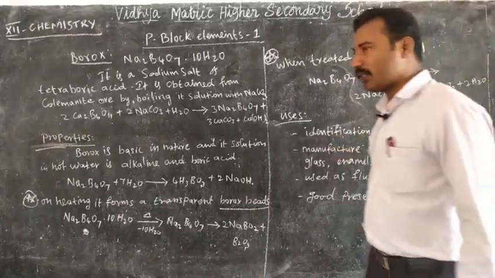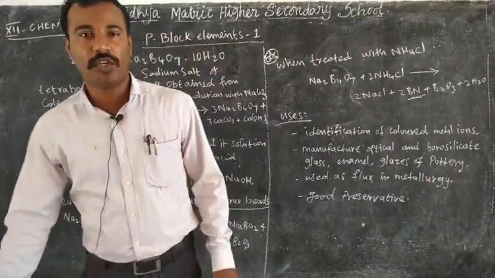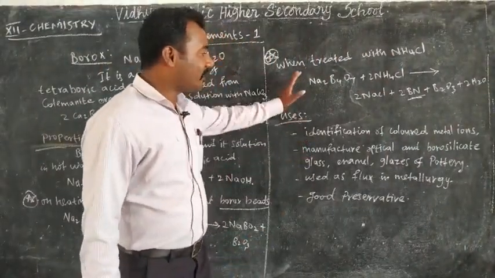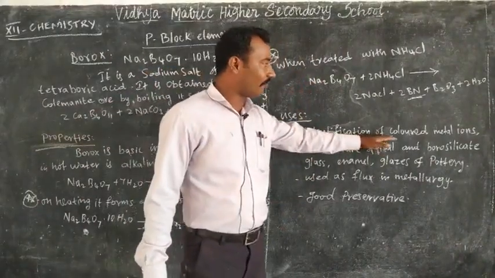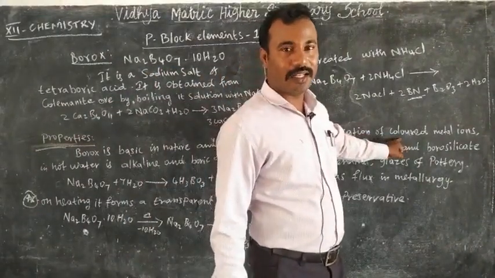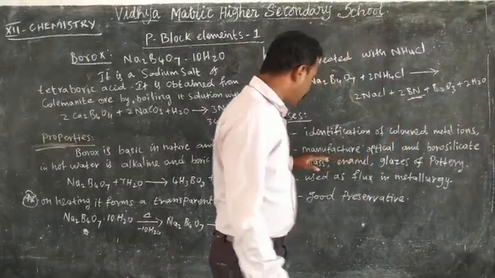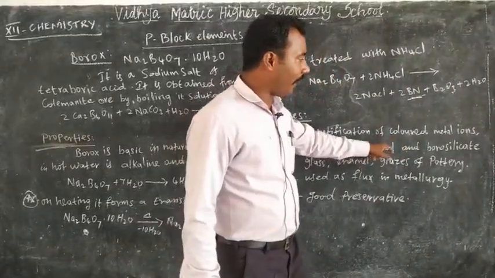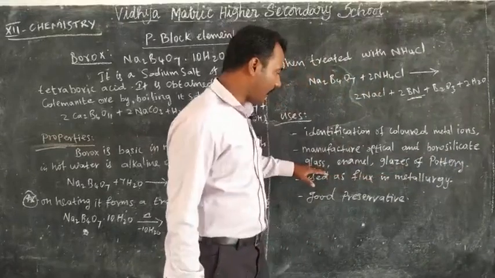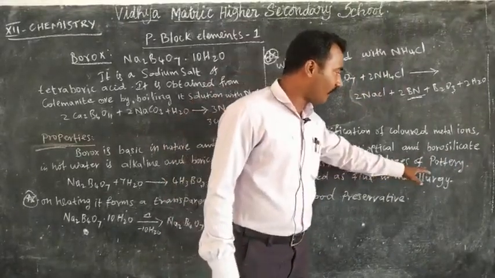Okay, the next one, uses of borax. Here, borax is used in the identification of colored metal ions. Then in the manufacture of optical and borosilicate glass, enamels, and glazes of pottery.